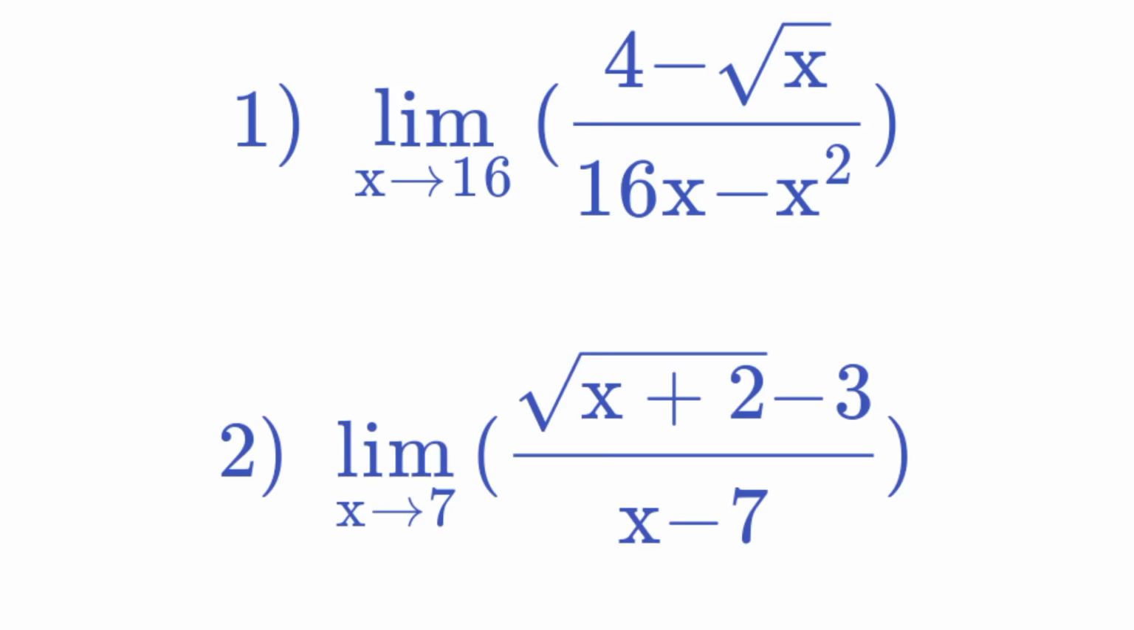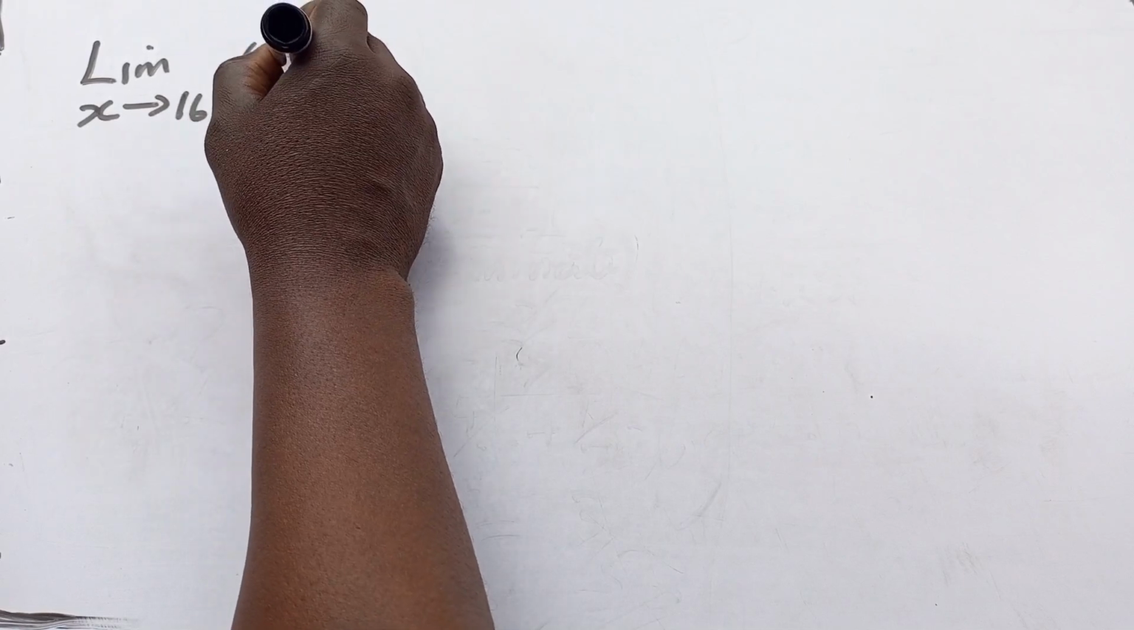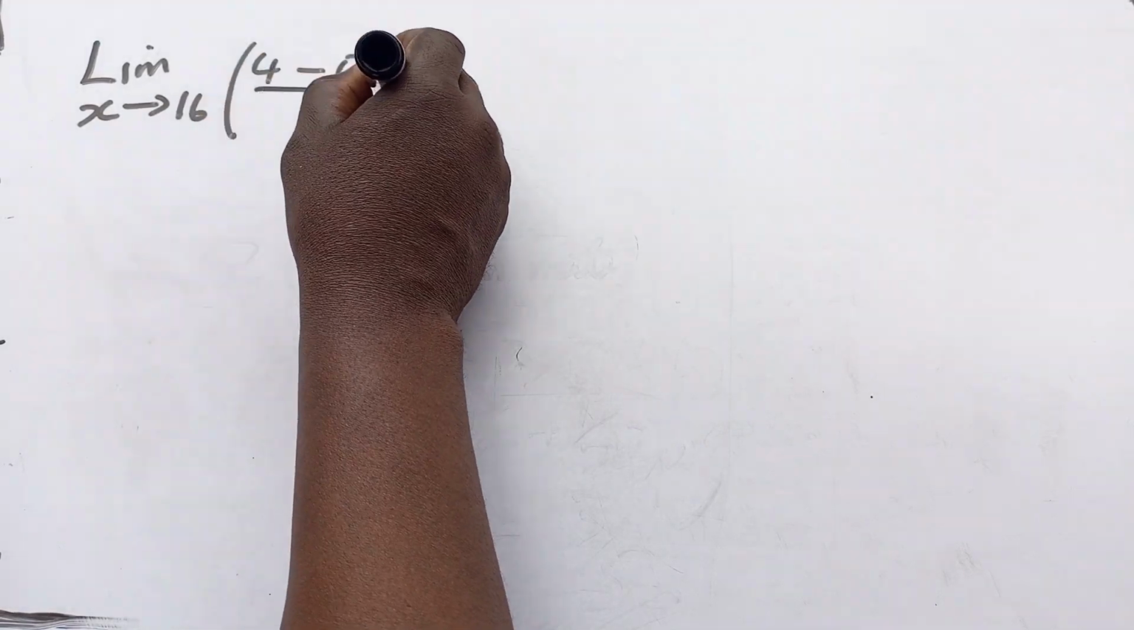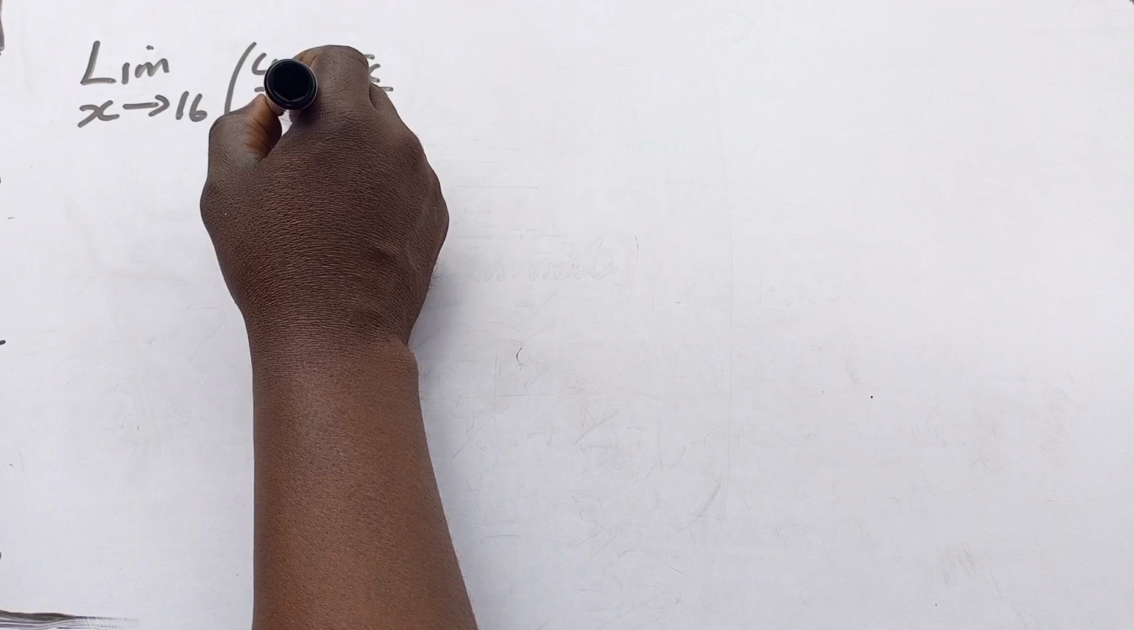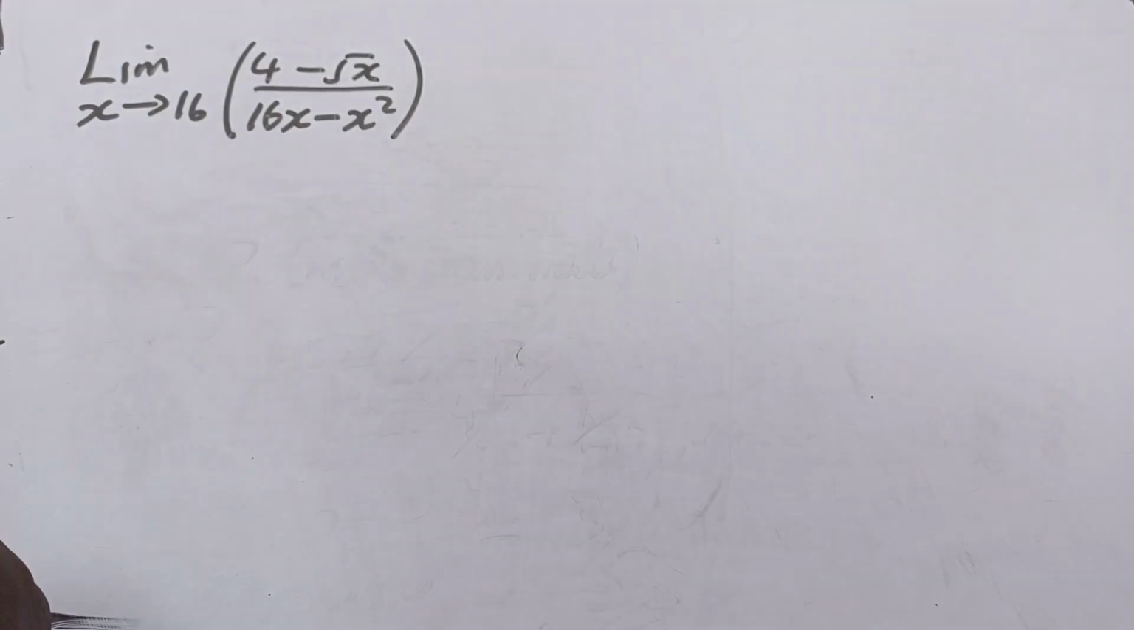Hi everyone, in today's tutorial we want to evaluate the following limits. Limit as x approaches 16 of (4 minus root x) all over (16x minus x squared). We want to evaluate this limit. 4 minus root x all over 16x minus x squared is a rational function, and we want to evaluate this rational limit.